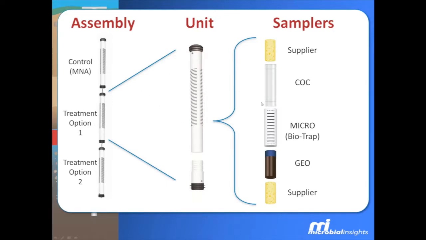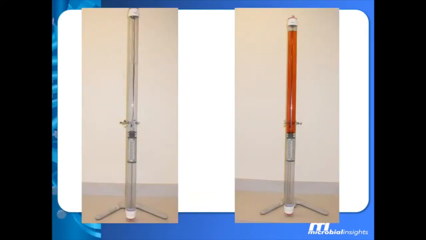The control might contain a biotrap and passive diffusive samplers for the geochemistry and the contaminants of concern, whereas treatment options 1 and 2 might also contain a supply module to supply a potential remediation amendment that you're interested in looking at. And I'll be giving you some examples of deployments of these types of in situ microcosms and their inherent biotraps a bit later.